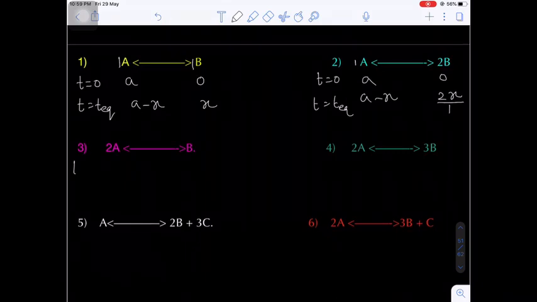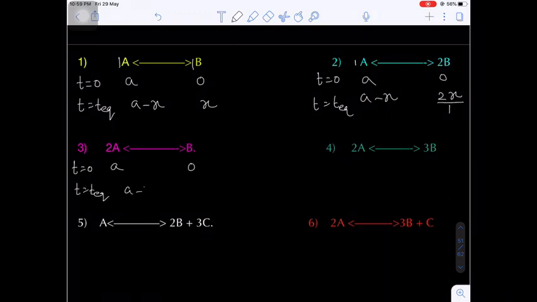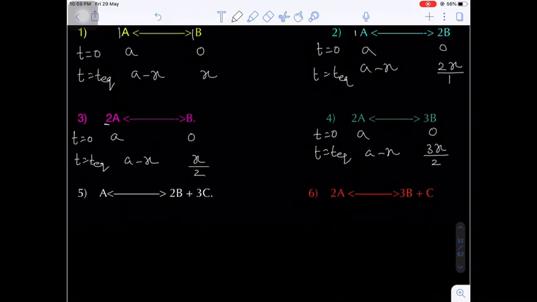Okay. Now one more example we have. Initially I am taking small a moles. At equilibrium time interval, let's suppose I am subtracting the x mole. So here I have to write 1 into x because the stoichiometry of the P is 1 into x, but the stoichiometry of the reactant is 2, so we have to divide the x by 2. Okay. Now next problem, A 0. A minus x, here 3x divided by 2.